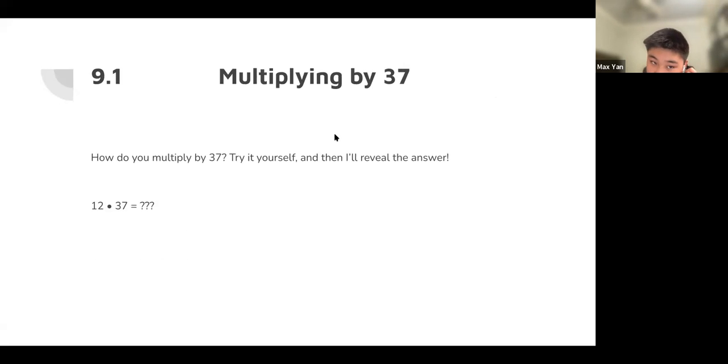Okay, now we multiply by 37. So I'm going to let y'all try it, and then I'll reveal the answer. 12 times 37. You can use a method from 1.1, or you can try and find a different way of thinking.